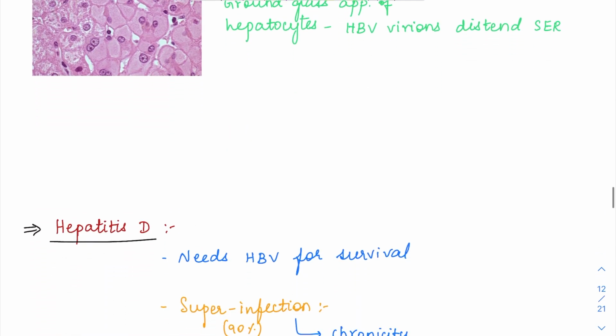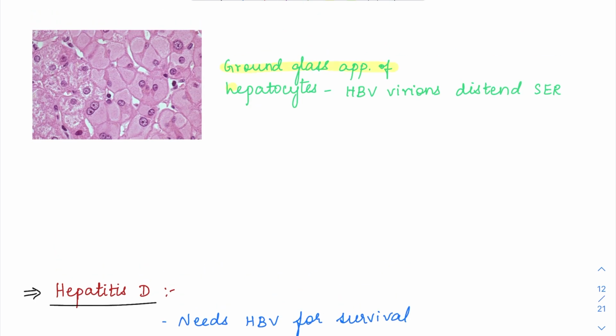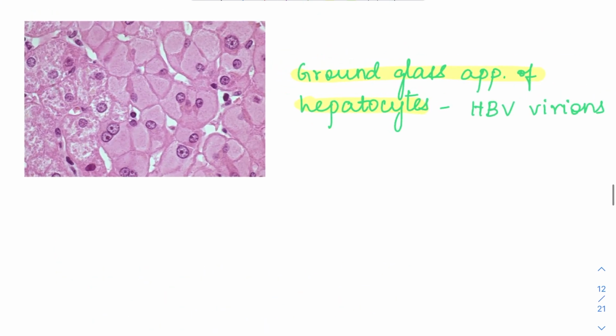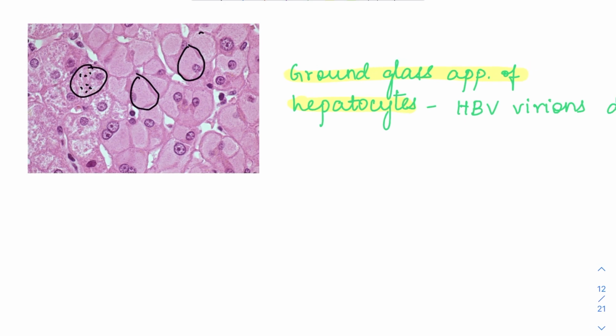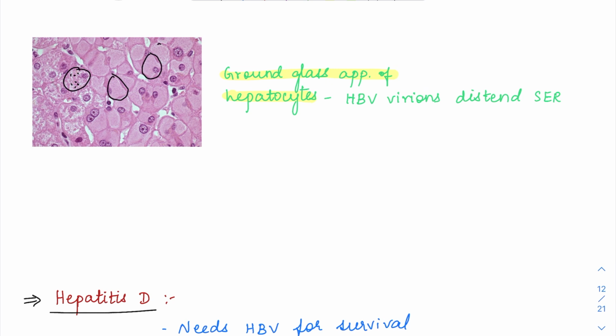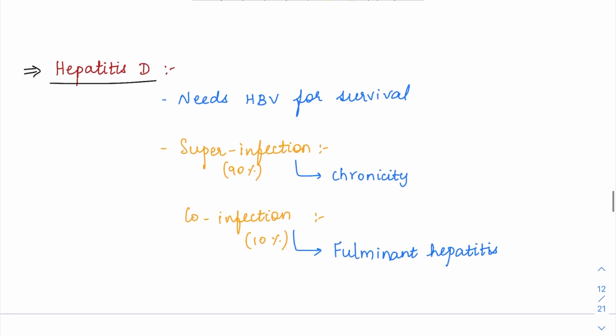So on microscopy, you can see the specific feature called ground glass appearance of hepatocytes. In this image, these are the normal hepatocytes which appear granular, right? But to the right part of the image, you see all of these hepatocytes which have a smooth, glassy kind of appearance. So this kind of appearance is called ground glass appearance. It is because these hepatocytes are distended with the HBV virions. So that is why it is having this ground glass appearance. So this image can also be given for exams.